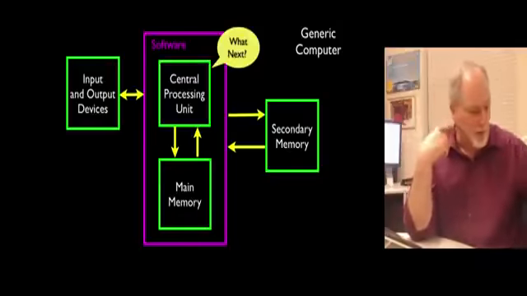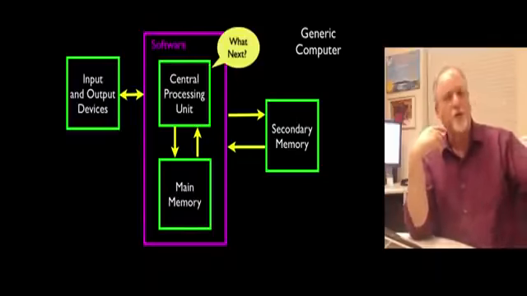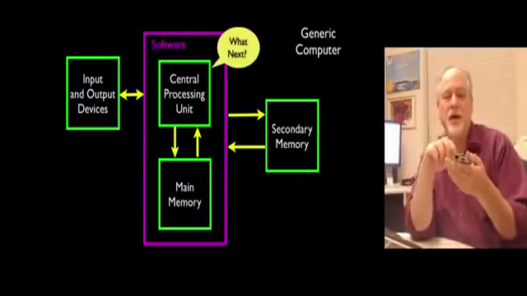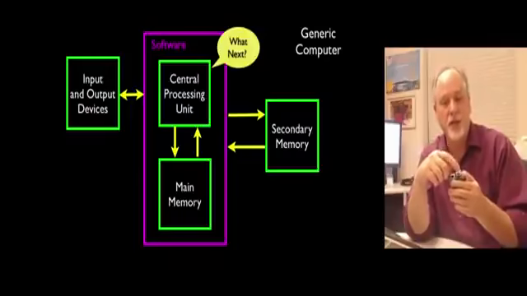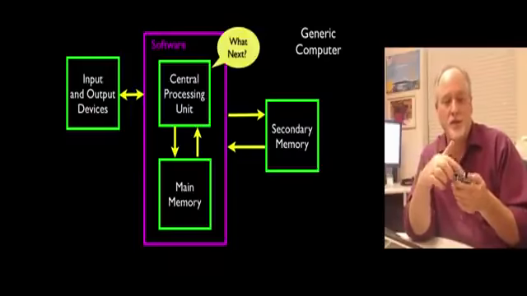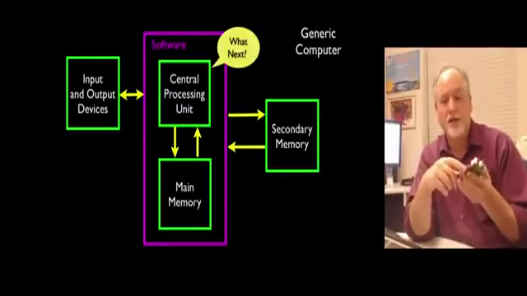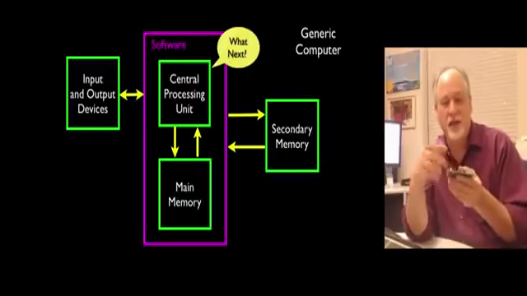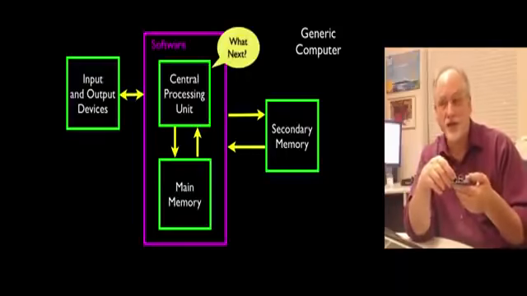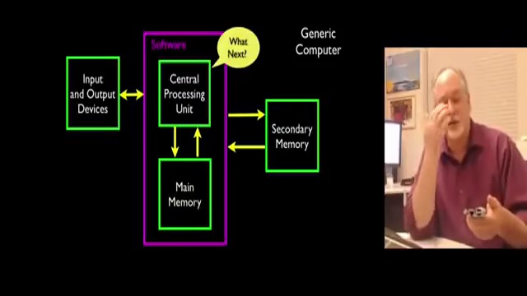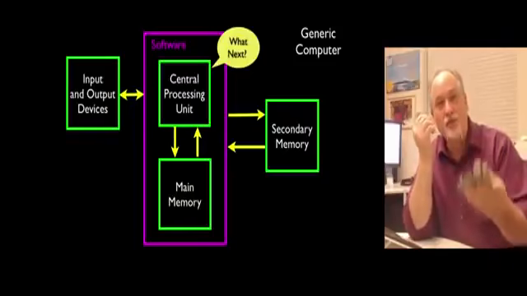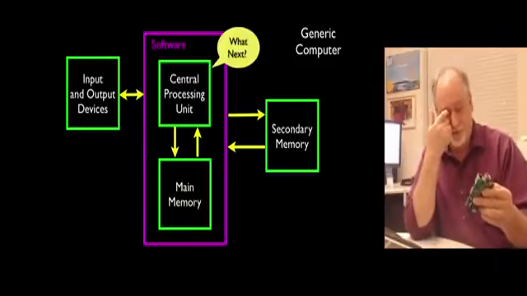So the next thing we got is input-output devices. I'll go back to my Raspberry Pi. So the Raspberry Pi has a USB that you can connect a mouse or a keyboard. It has an HDMI that you can connect a monitor to. It has an Ethernet connector. So these are all examples of input-output devices.